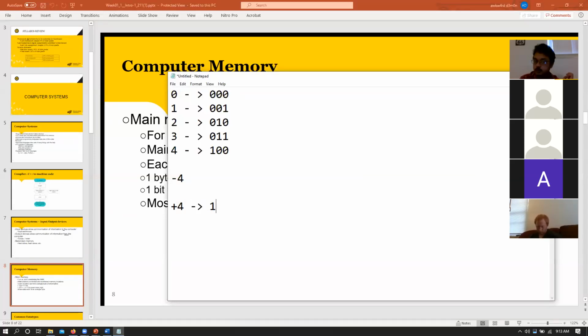So if there are two possible choices, then I can represent, let's say, positive 4 as 100. I can also reserve one more value, let's say 0 is positive, 1 is negative. So I can say 0100 is going to be positive 4. And if I want to now represent negative 4, I can then just say 1100 is negative 4, where now 1 represents the negative value. Does that make sense?